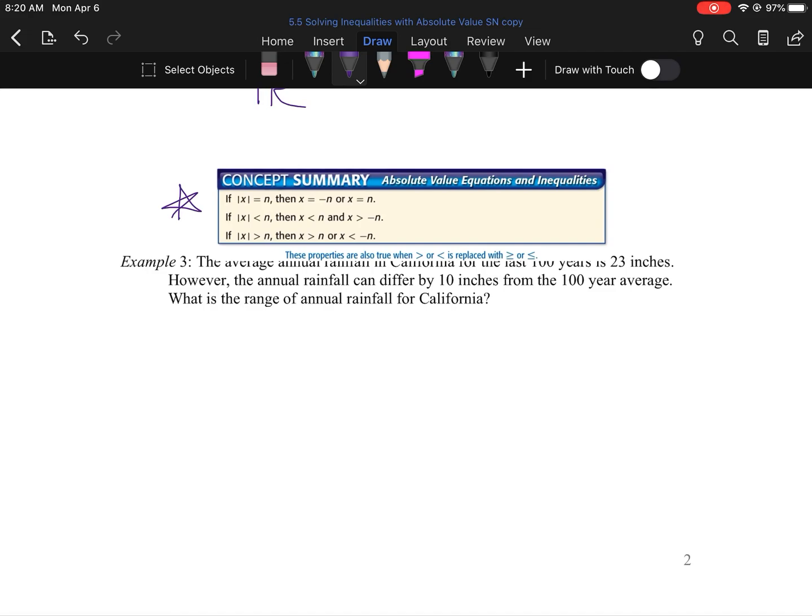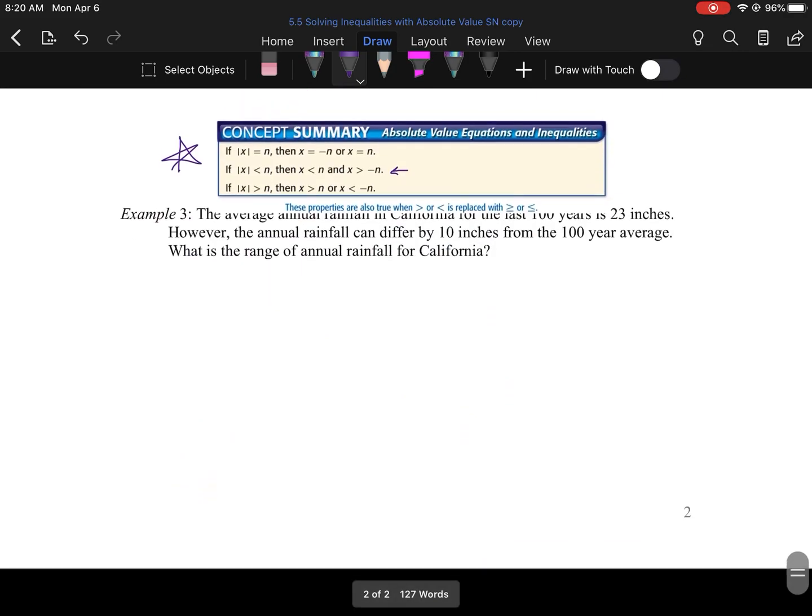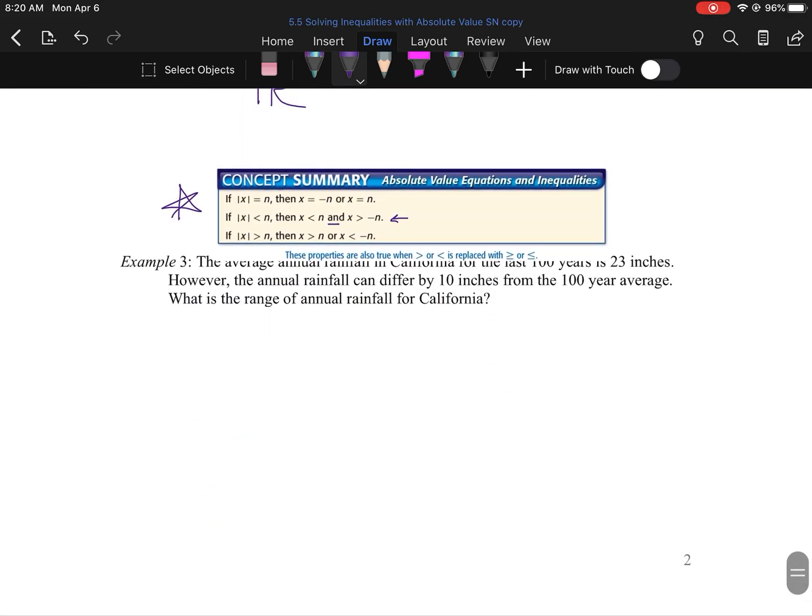Here is the chart I was telling you about that is very important. It even has the equals there to remind you. And then these two, notice how we have less than and we have the word and, then we have the greater than symbol and we have the word or. So those were the two cases I was talking about, and it even gives you the equal sign just as a reminder. All right, so last example, it's a word problem, but trust me, it's not that bad.